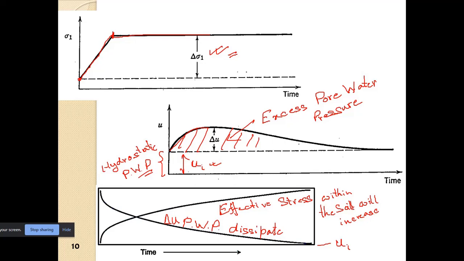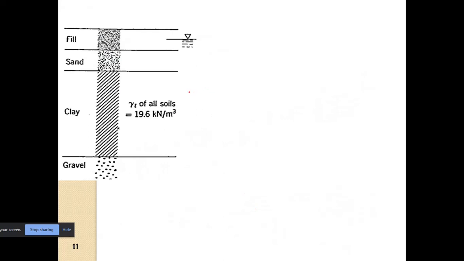And while there is an increase in the effective stress, the soil will undergo consolidation settlement. Of course, we will discuss that part in a different chapter altogether. The thing is that there is a correlation between the excess pore water pressure and the change in the effective stress in the soil. So here we consider another soil strata.